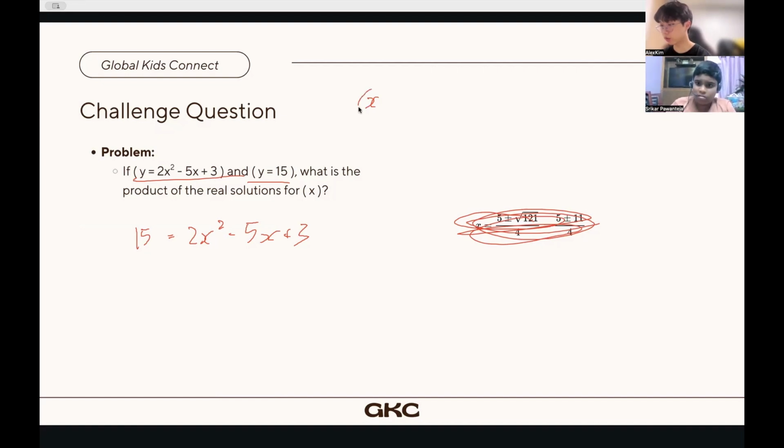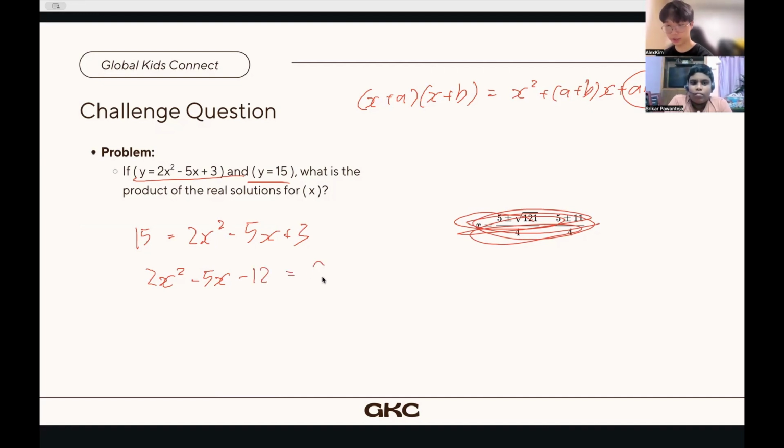form of a quadratic function, then we can see that the product of the real solutions is actually the constant part when the coefficient of x squared is 1. So we do the same thing here, where we have everything on one side of the equation. So 2x squared minus 5x minus 12 will equal 0. And then from here, we divide everything by 2 so as to get x squared minus 5 over 2x minus 6 is equal to 0.